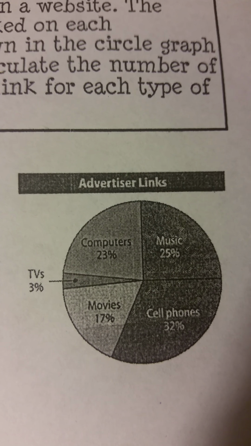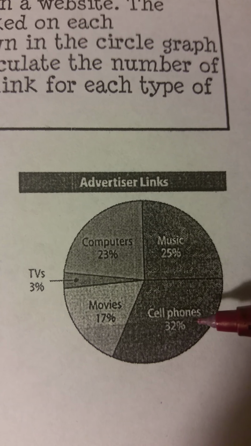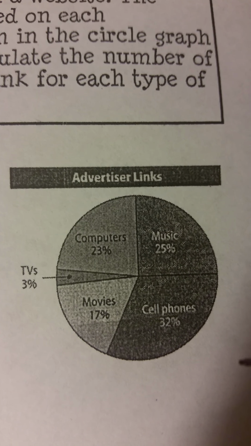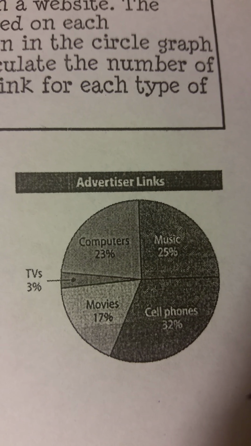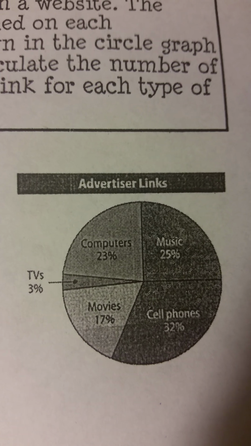I can see that the majority here is cell phones, and I see that the least is TVs, just by looking at the piece of the pie. That's what circle graphs are. You can look at it real quick and see which one has the most and which one has the least. Now let's see what we're working with here.